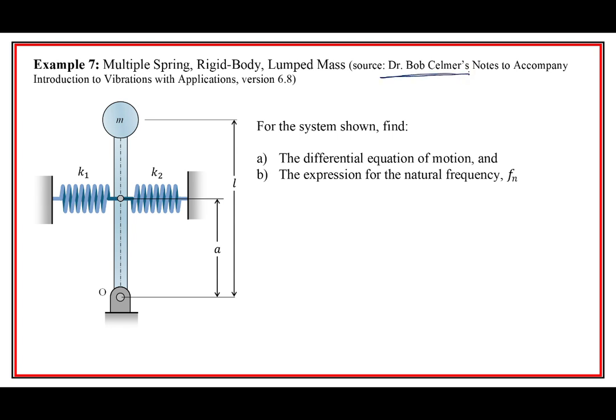We have this piece with the mass at the end of it and two springs, and we want to find the differential equation of motion and an expression for the natural frequency Fn. As we have with a lot of the other examples, we want to draw an FBD and IBD pair.